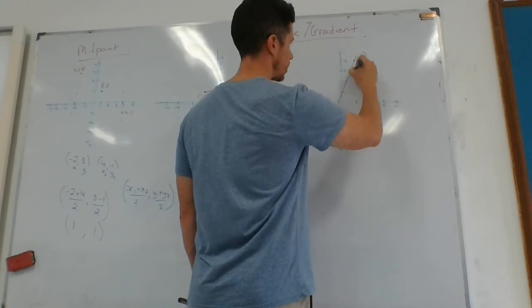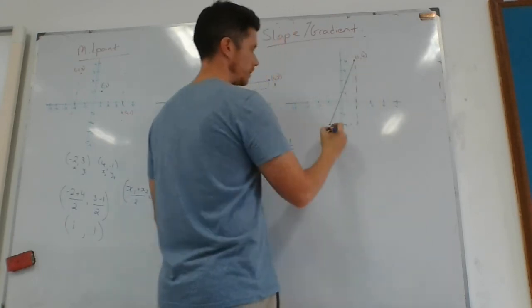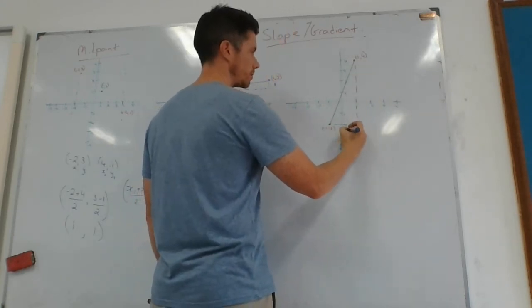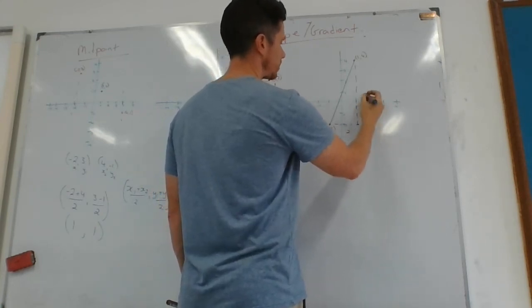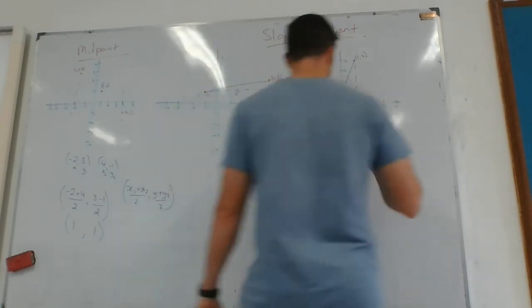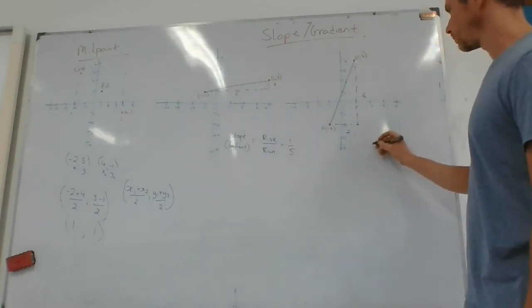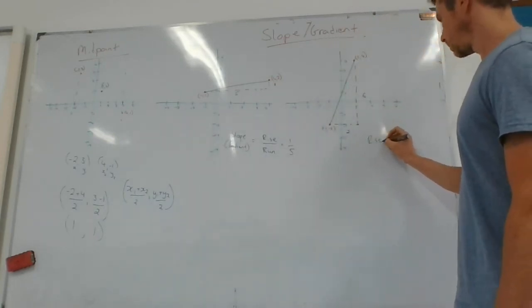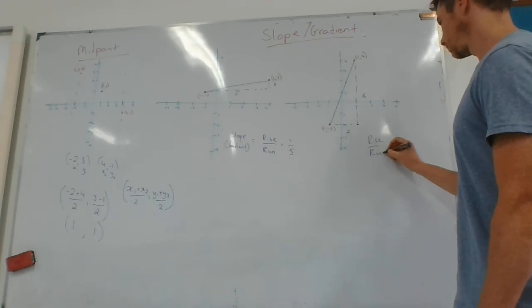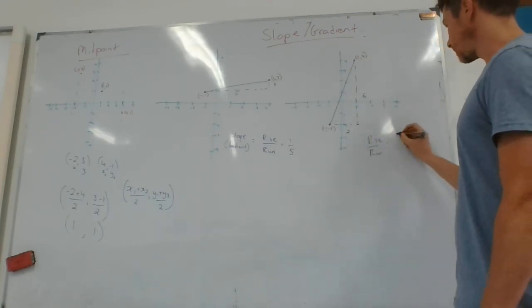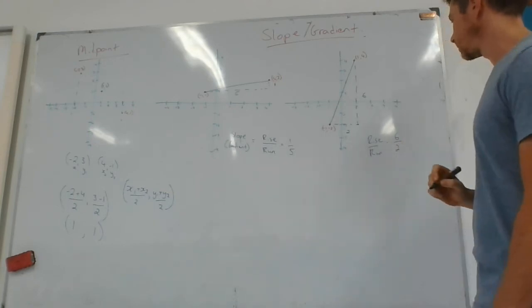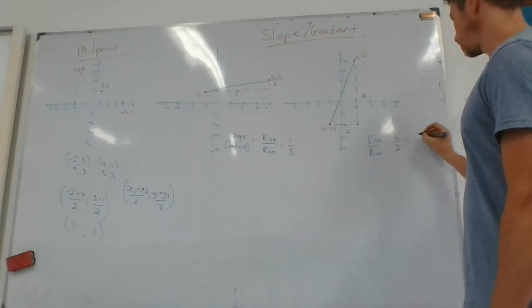Form a right angle triangle. Count my units across. This is 2 boxes across. This is, well, there's a lot going up, 6. Okay, so let's form the slope here. Rise over run. For this one, rise is 6 for every 2 it goes over. And 6 divided by 2 is 3.